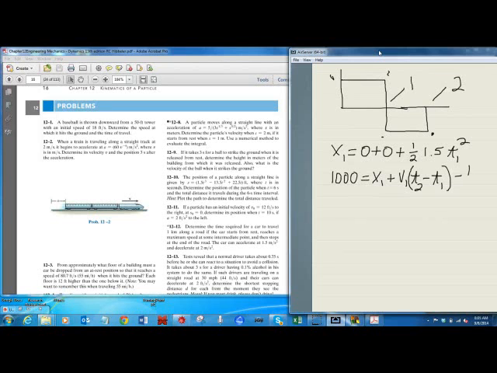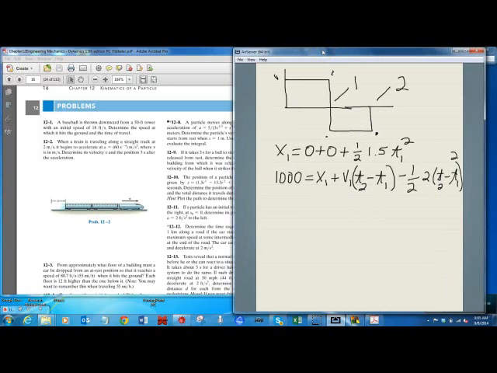Minus 1/2. Okay. And what's the deceleration? Negative, right? Minus 1/2 times 2, times T2 minus T1, squared. Yeah, right. There's that back. Okay, good. All right. How many unknowns? X1, T1, T2, V1. Man, it's getting worse.